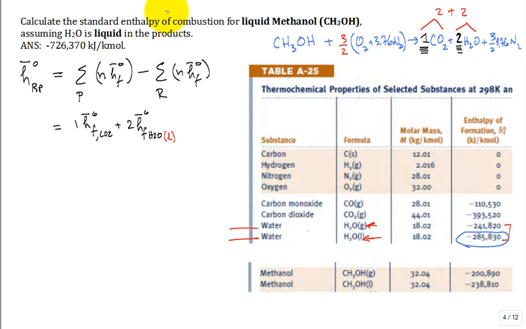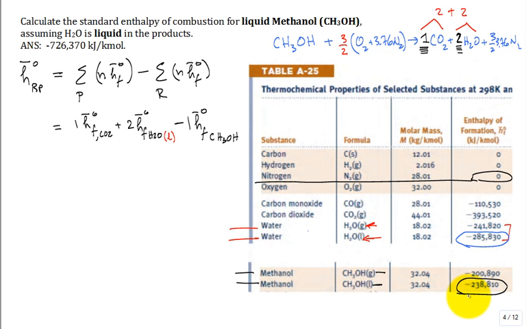Continuing on, do I need to include the nitrogen? It's one of the products, but its enthalpy of formation for nitrogen is 0. Then let's go to the reactants. For the reactants, I have the liquid methanol, so it's going to be a minus 1 times the enthalpy of formation for the CH3OH. I come down here. Oh, there's 2 methanols. One is gaseous, one is liquid. I better grab the liquid value for the enthalpy of formation. True?